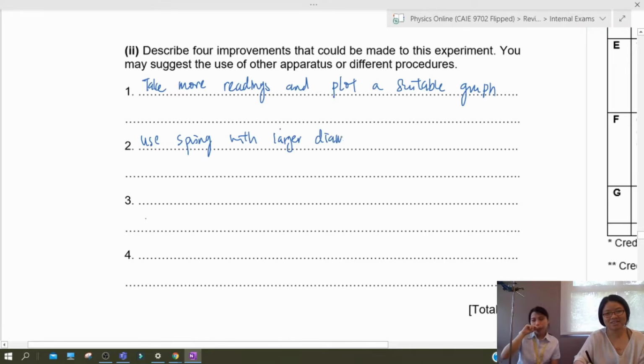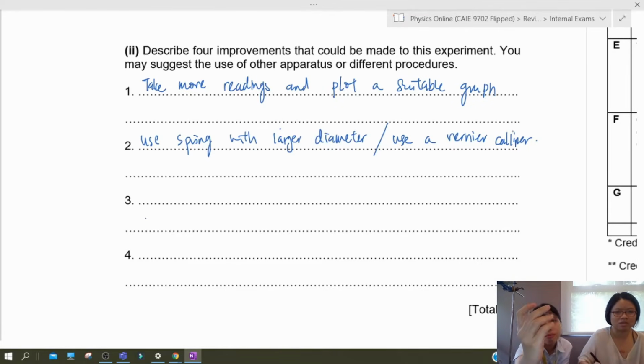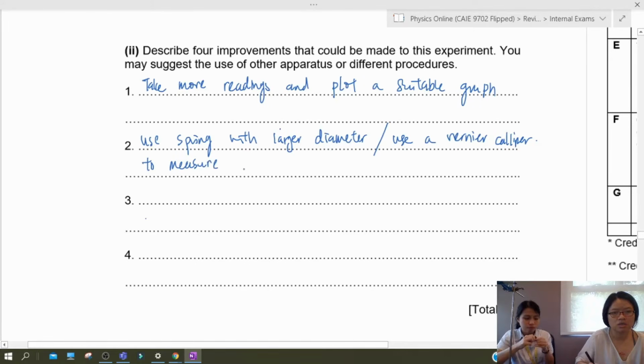Okay, if your comment is the precision is too low, then you can say use a vernier caliper. Micrometer can? Actually cannot. Because when you use a micrometer, you need to squish, and then the shape of the spring will change. So you know what I'm talking about. Vernier, vernier. Use a vernier caliper to measure D.